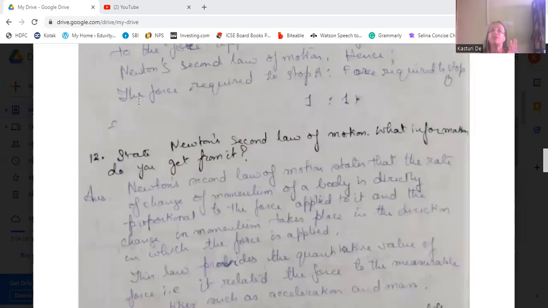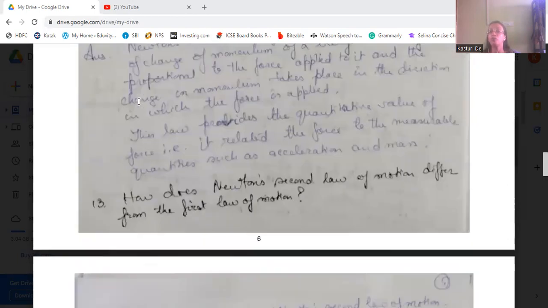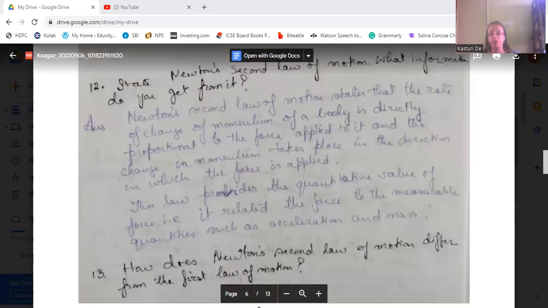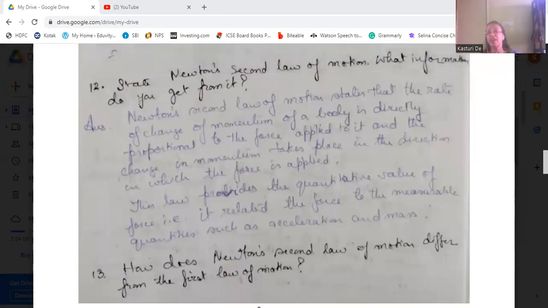Now state Newton's second law of motion. What information do you get from it? Newton's second law of motion states that the rate of change of momentum of a body is directly proportional to the force applied to it, and the change in momentum takes place in the direction in which the force is applied. That is how much force will be applied.